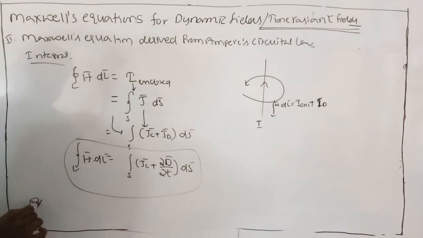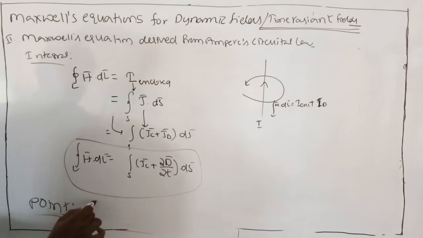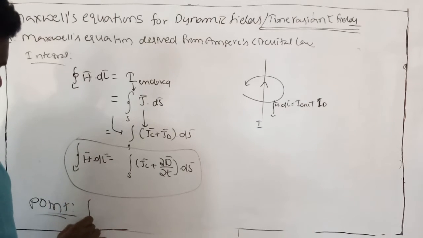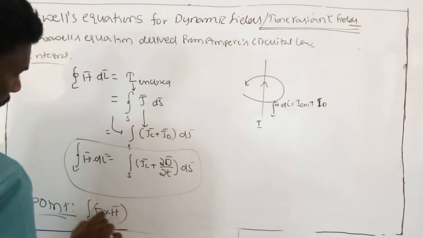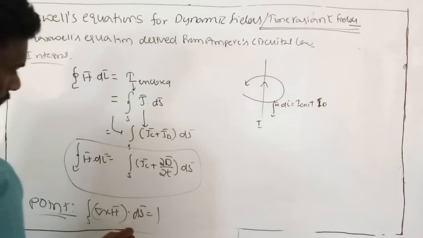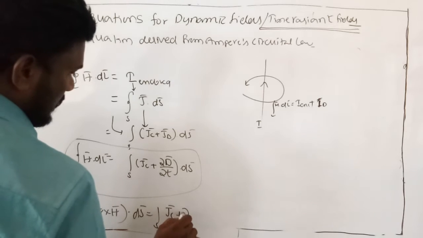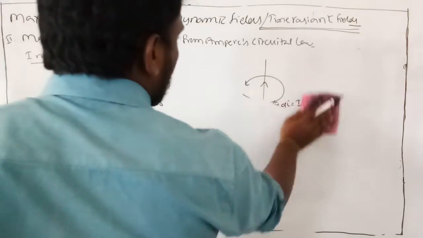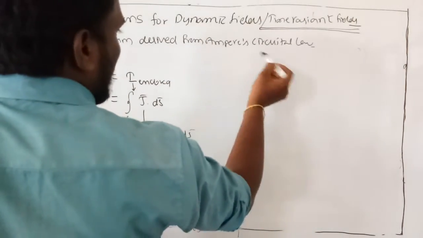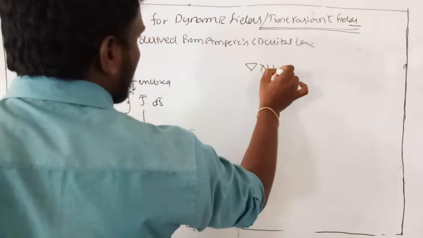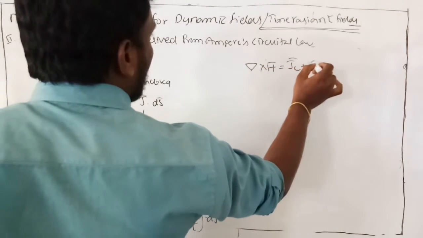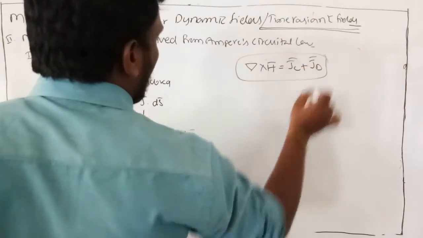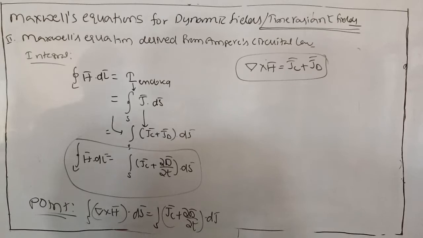Now how can you express the point form? Observe here, the point form will be like this. After applying Stokes theorem, this line integration is converted into surface integration. So del cross H bar dot ds bar is equal to the surface integration of Jc bar plus dou D bar by dou t into ds bar. For isotropic materials, you can cancel the integration on both sides. So del cross H bar is equal to Jc bar plus dou D bar by dou t. This is the point form of Ampere circuital law for time variant fields.